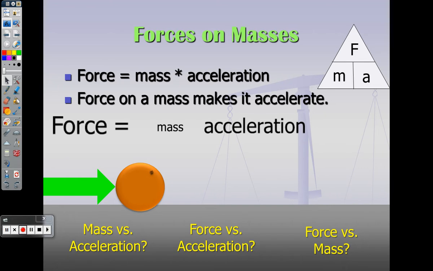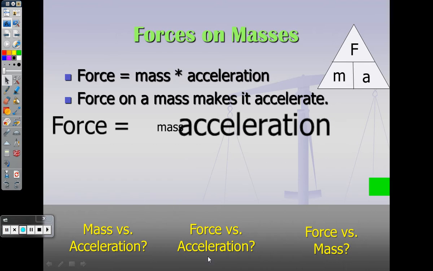So our mass and acceleration are inversely proportional. One goes up, the other one goes down. But force and acceleration, you increase the force, it's going to increase the acceleration, so those are directly proportional. Okay? So that's your second relationship at the bottom there.